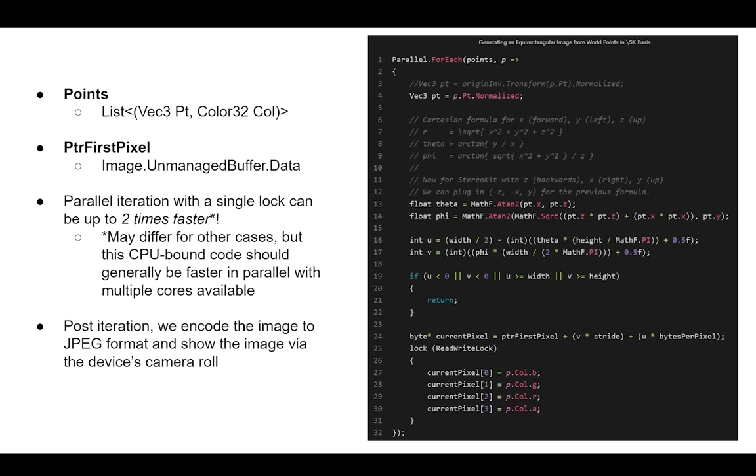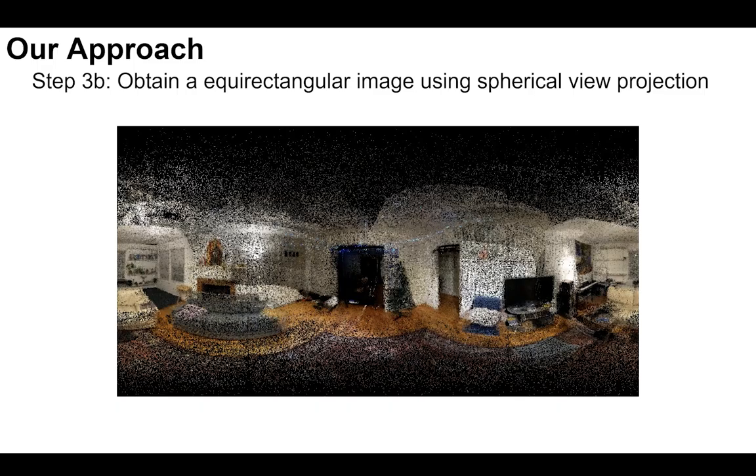These points will also have an associated color with them. In this code snippet, we show our solution toward building an equirectangular image from 3D points in StereoKit's world coordinate system. We notice that running this algorithm in parallel with a single shared lock between threads, just for simple assignment, runs up to 2 times faster than normal iteration. After the pixels are set, we encode the bitmap to a JPEG image and save it to the device.